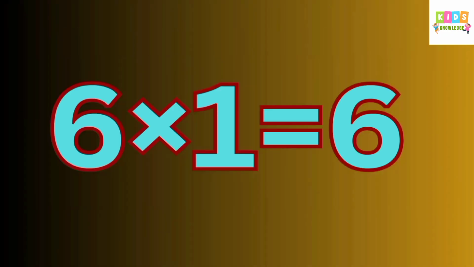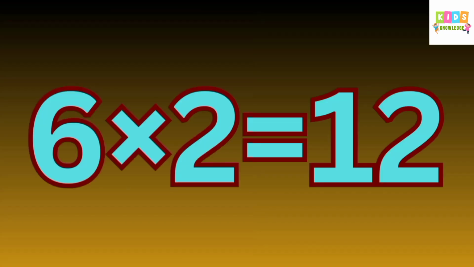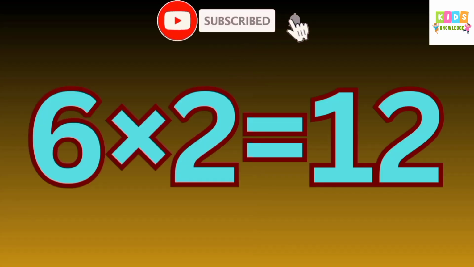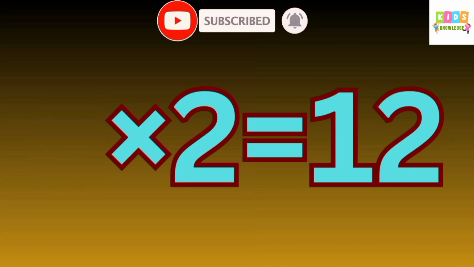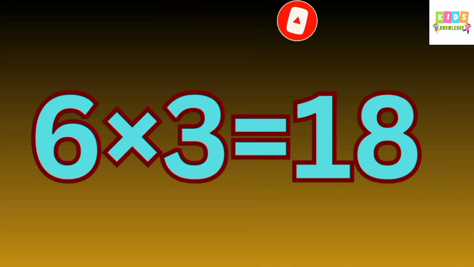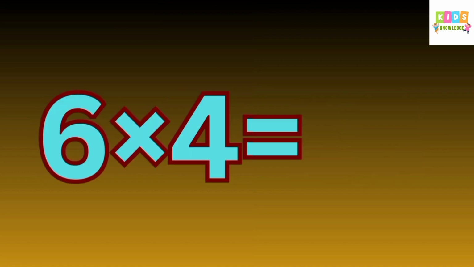6 ones are 6, 6 ones are 6. 6 twos are 12, 6 twos are 12. 6 threes are 18, 6 threes are 18.